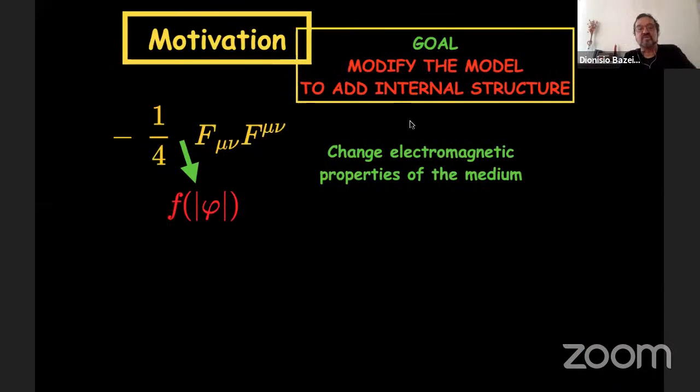The main goal of our modification is to add internal structure to well-known structures. In particular, we are going to focus on magnetic monopoles. The main modification is to add a new function, a function f of the scalar field, to the Maxwell-like contribution to the gauge field. This will change the electromagnetic properties of the medium.